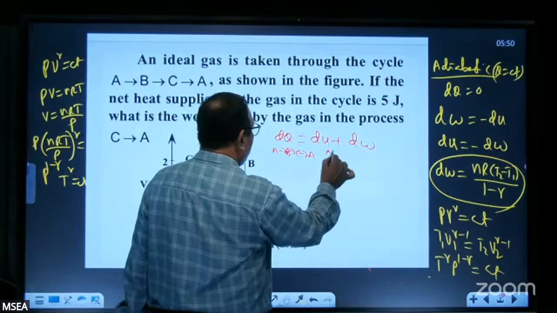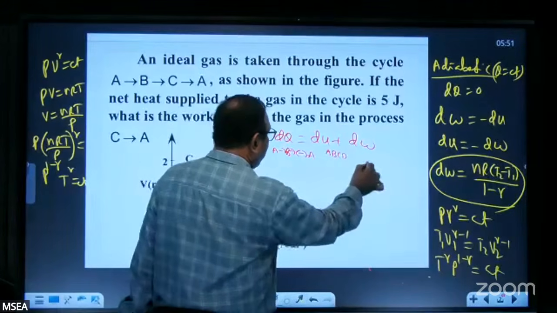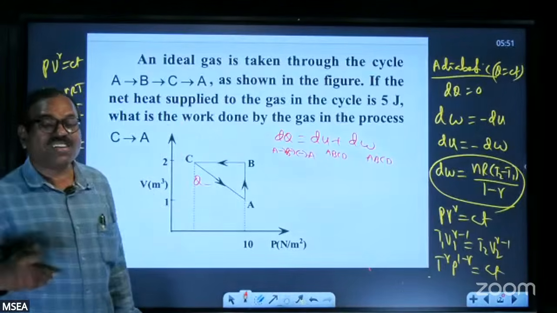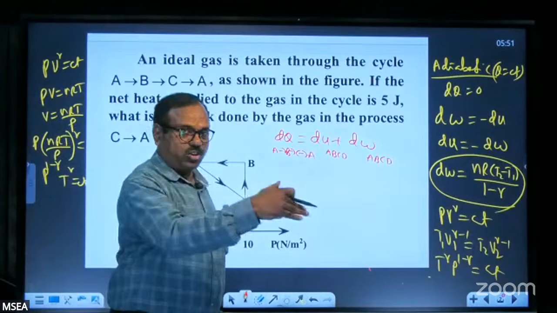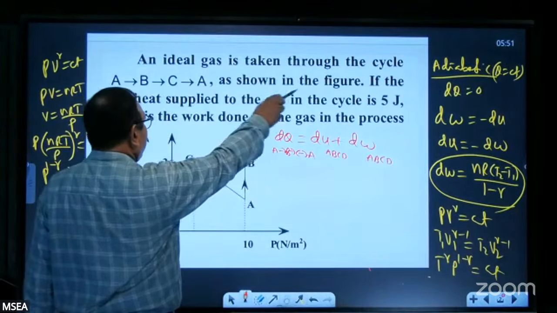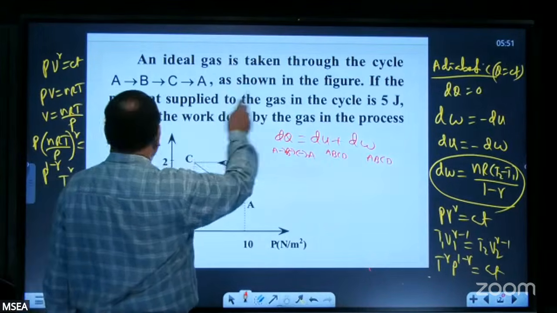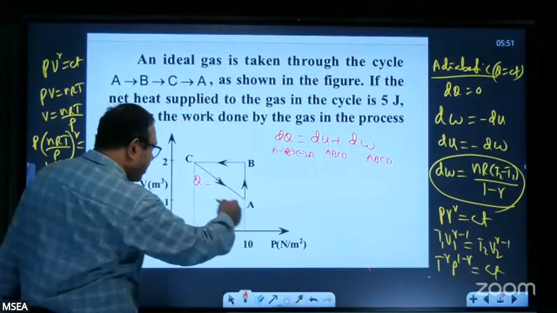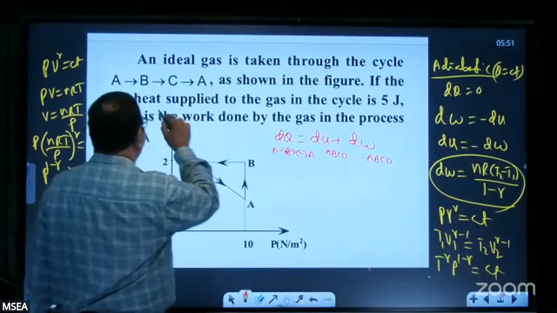And also this one is also A to B, B to C, C to D, and A to B, B to C, C to D I am writing, which means that A to B, B to C, C to A. An ideal gas is taken through the cycle, this one as shown in the figure. If the net heat supplied to the gas in the cycle is, in this complete cycle, how much is supplied?